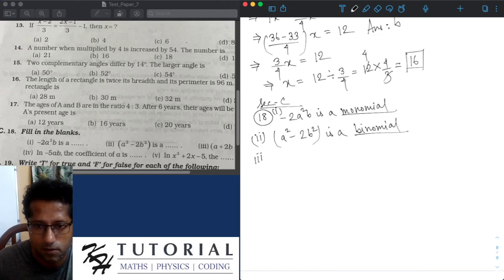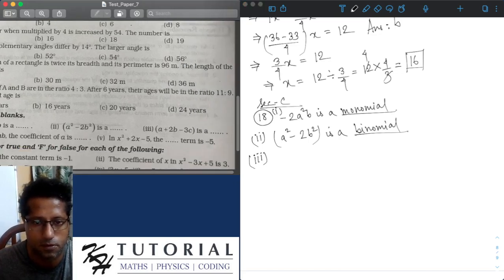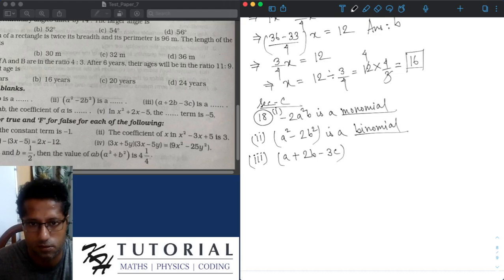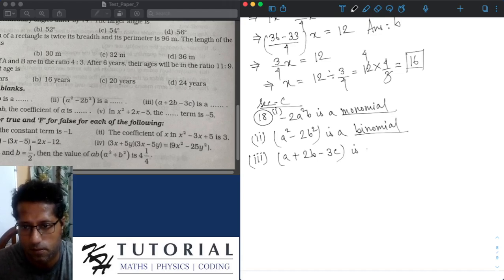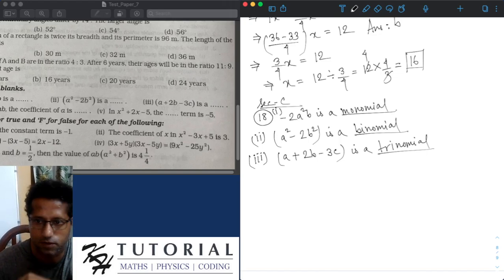Let's see part 3. It says a plus 2b minus 3c is obviously a trinomial because it has 3 terms and they are all unlike. It has 3 unlike terms. So a plus 2b minus 3c is a trinomial.